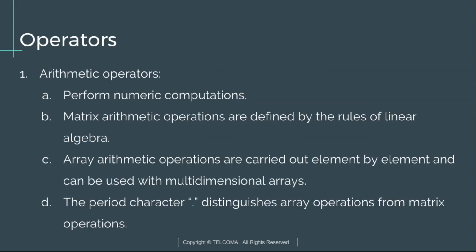Next is operators. There are basically three operators: arithmetic, relational and logical. Now we are going to start with arithmetic operators. They perform numeric computations. MATLAB has two different types of arithmetic operations: matrix arithmetic operations, which are defined by the rules of linear algebra, and array arithmetic operations, which are carried out element by element and can be used with multidimensional arrays. The period or dot character distinguishes array operations from matrix operations.